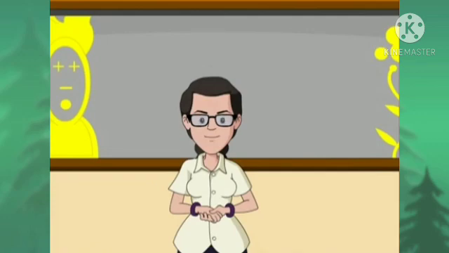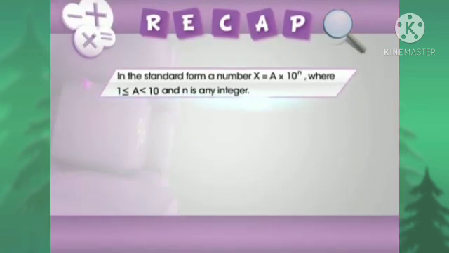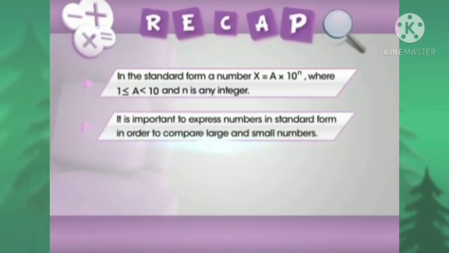And now, let's take a short sprint back and jog our memory on what we have discussed today. In the standard form, a number x is written as a into 10 raised to power n, where a is a real number between 1 and 10, including 1 but excluding 10, and n is any integer, positive for large numbers and negative for small numbers. It's important to express numbers in standard form in order to compare large and small numbers.